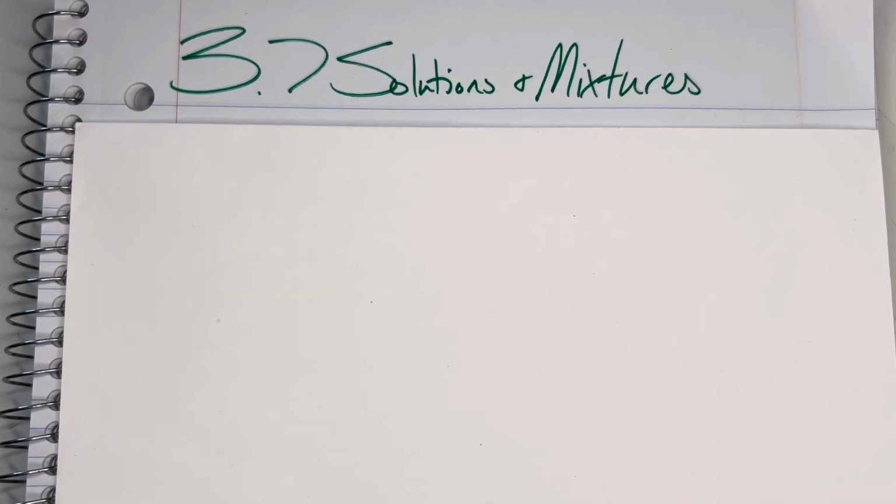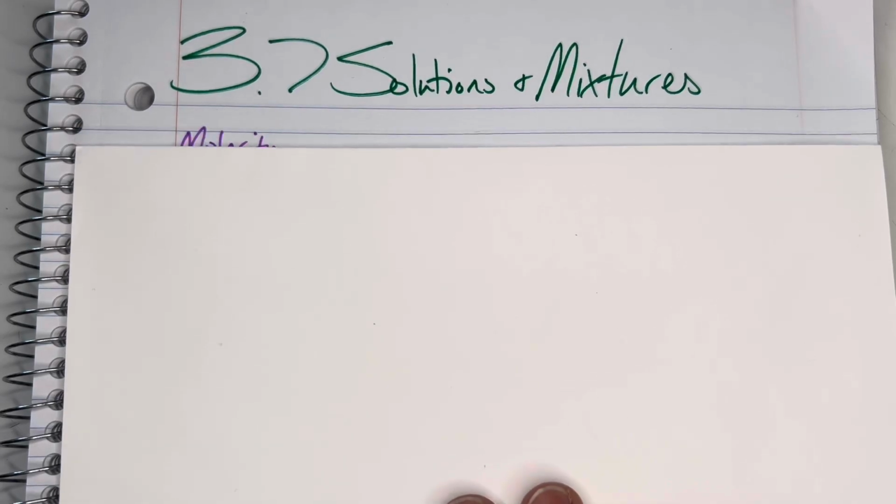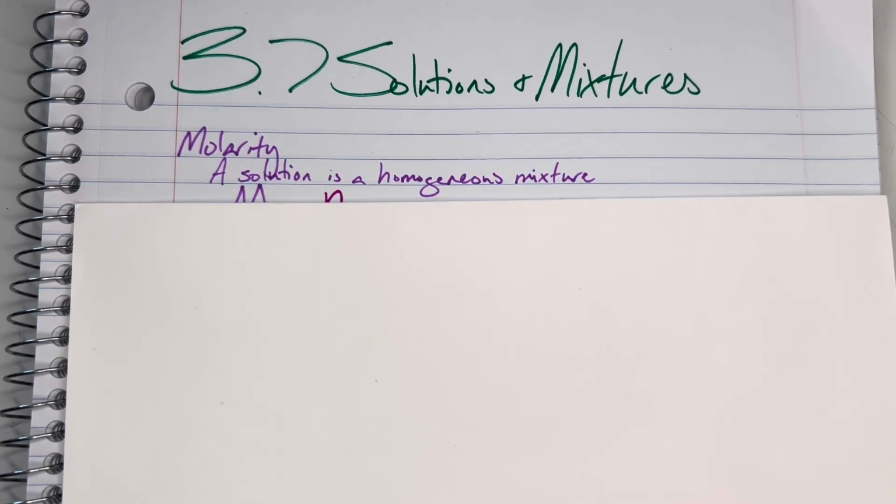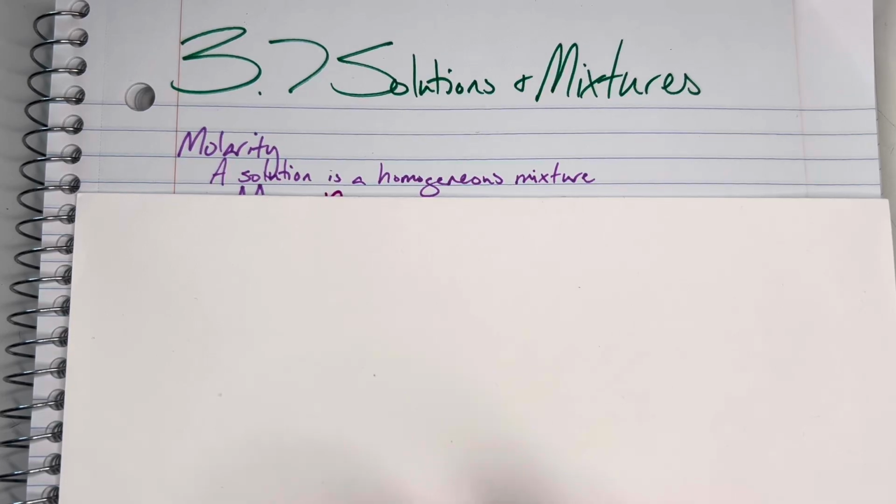AP Chemistry, Unit 3.7, Solutions and Mixtures. So first we're going to talk about molarity. Molarity is our main unit for concentration, and it is utilized for solutions, which again are going to be homogeneous mixtures. The prefix homo means same, and homogeneous mixtures look the same throughout.